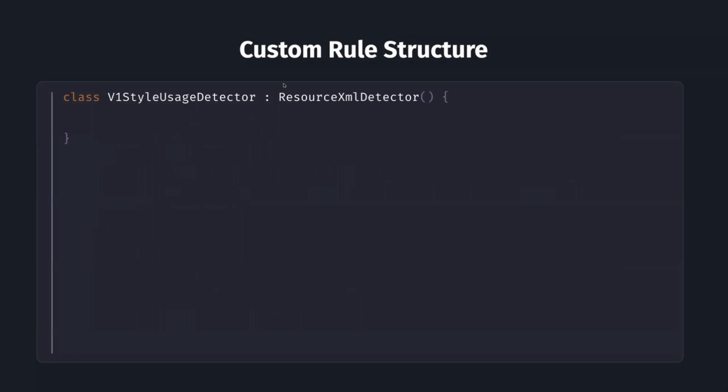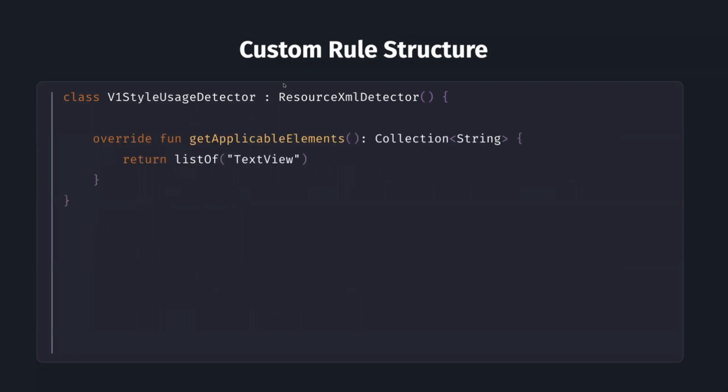Let's see how you can create a detector. We have named a detector as v1 style usage detector. And since it has to pass through XML, we're using the resource XML detector. Depending upon the kind of files you want to pass through, you have different kinds of detectors available, and they give you different override methods to make it easy for you to write your rules. The first thing that we override is the get applicable elements, which returns a collection of strings. Here we want our detector to be applicable only on text view, so we return a list of text view.